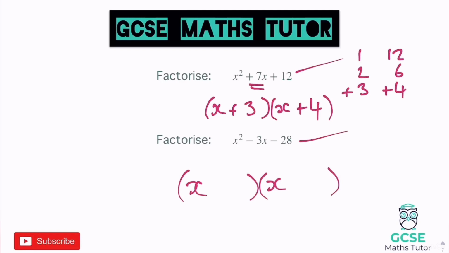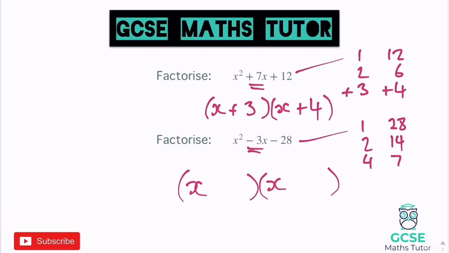So 28, the numbers that times to make 28 are 1 and 28, 2 and 14, or what else could we have? 4 and 7, and let's have a look if these can make 28. So what have we got? We've got minus 3 in the middle. So we want to make minus 3.